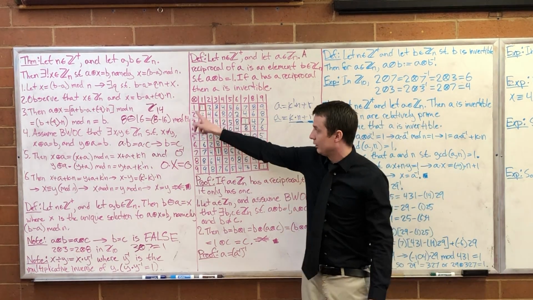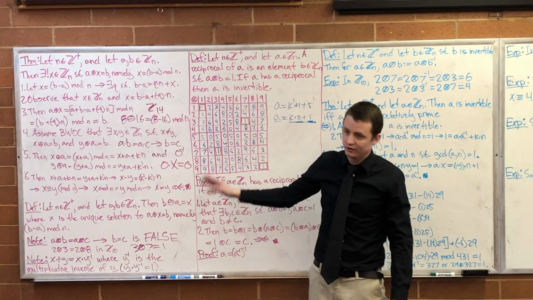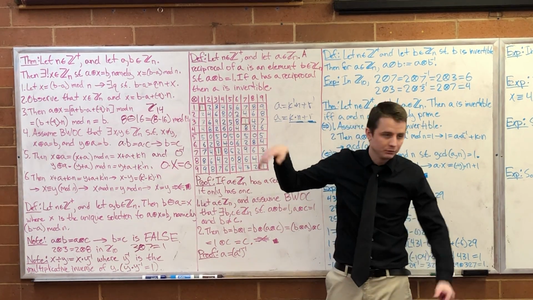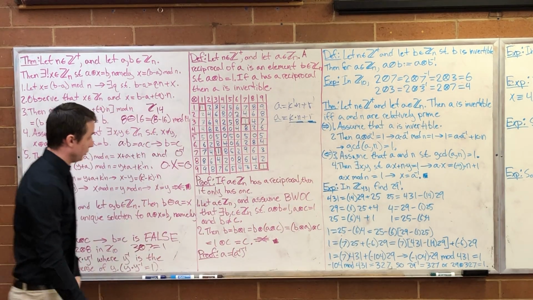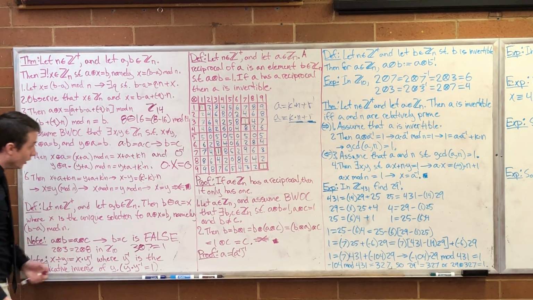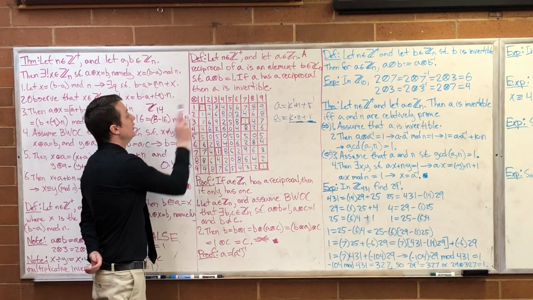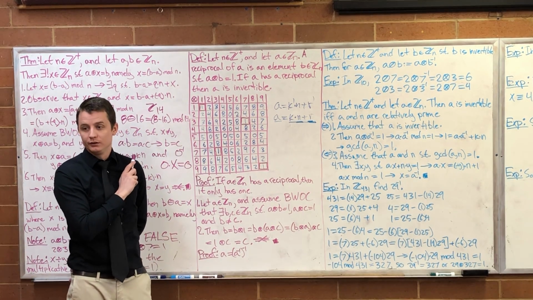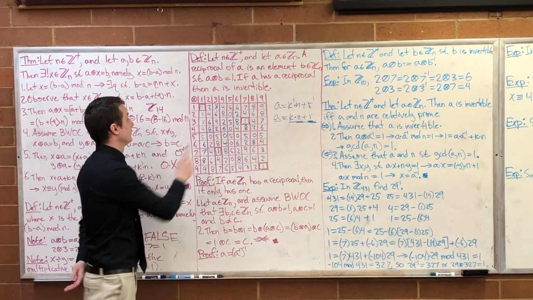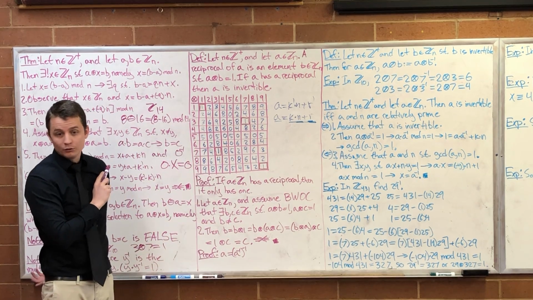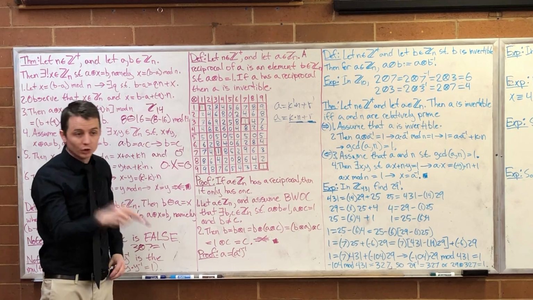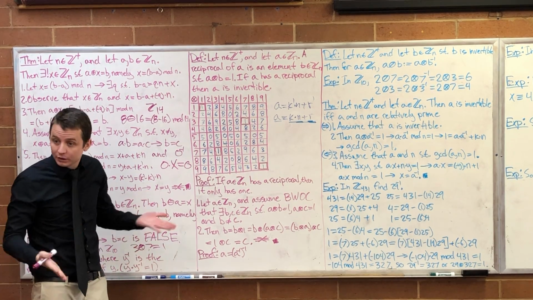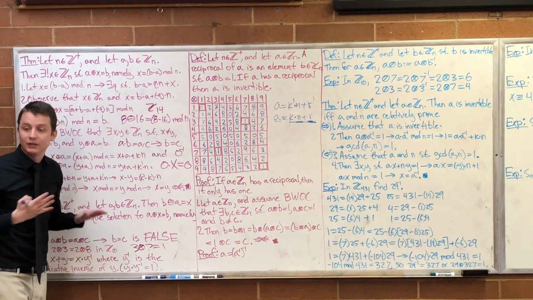I didn't bother doing 0 because 0 times anything is 0. So I left out the 0 column and the 0 row because it would just be zeros. Outside of that, let's look at this multiplication table. So let's look at 1. Does 1 have a reciprocal element? Yes, 1. What does that mean? That means division by 1 is the same thing as multiplying by 1. It's its own reciprocal. It's its own multiplicative inverse.